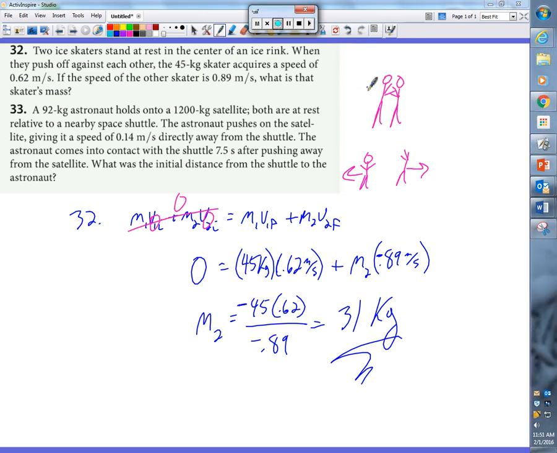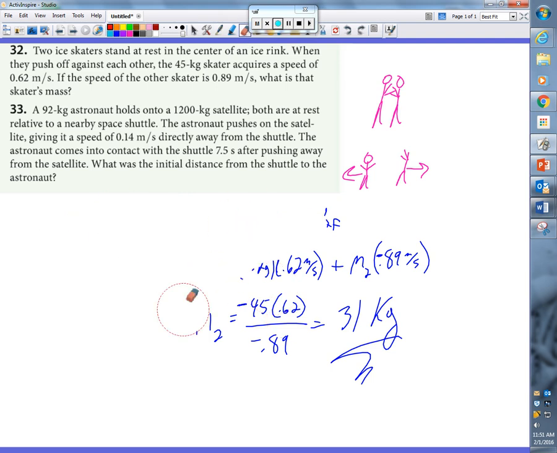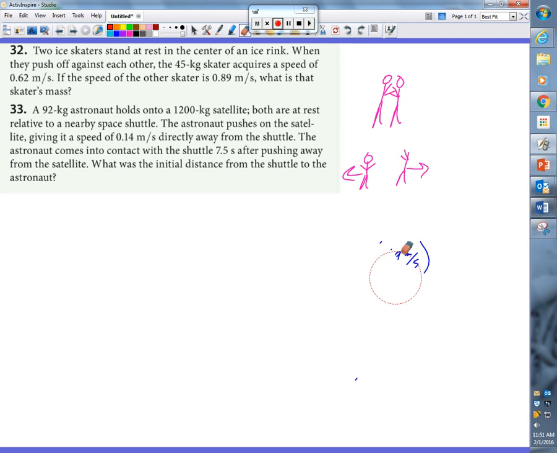All right, moving on to number 33. Similar type of problem with a little bit extra to solve at the end. It says a 92-kilogram astronaut holds on to a 1,200-kilogram satellite. Both are at rest relative to a nearby space shuttle. The astronaut pushes off the satellite, giving it a speed of 0.14 meters per second directly away from the shuttle. The astronaut comes into contact with the shuttle 7.5 seconds after pushing away from the satellite. What was the initial distance from the shuttle to the astronaut?